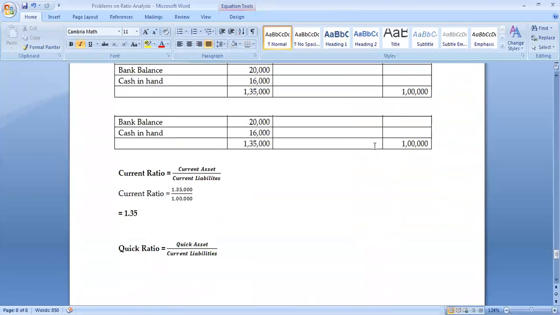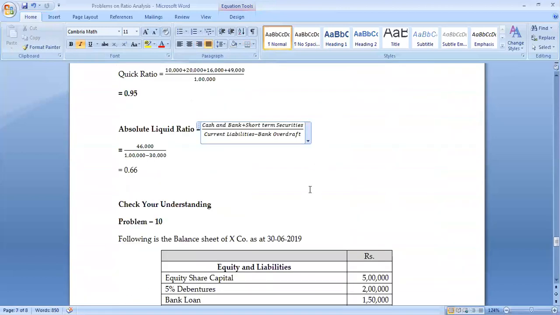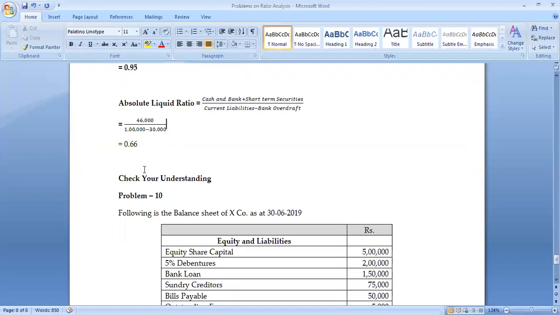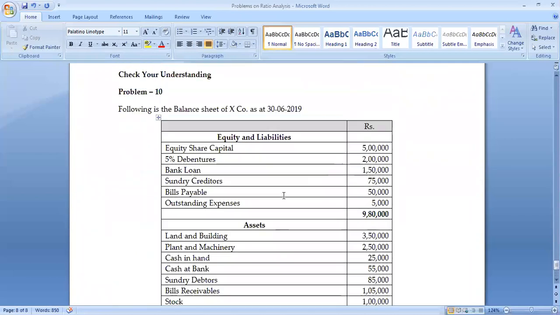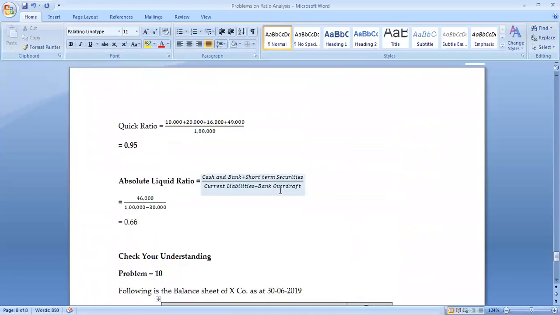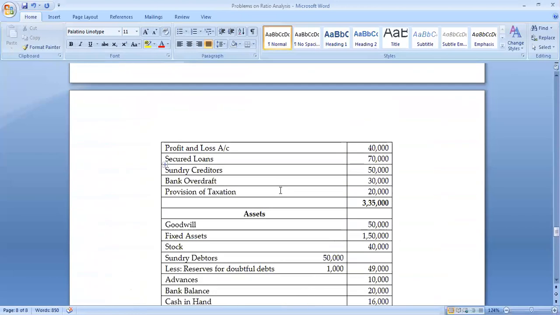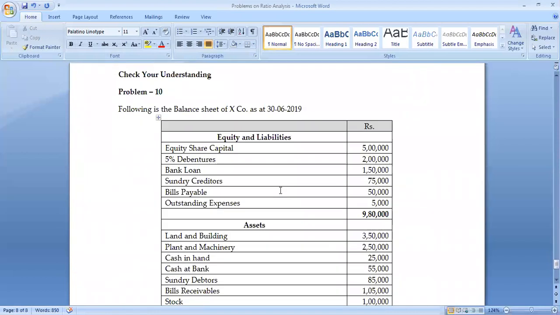Bank overdraft is given here. Any bank overdraft or any miscellaneous incomes received in advance will be deducted here. So 30,000, which gives you 0.66. Okay. So you can find out by keeping the ninth problem as a hint, find out the 10th one.